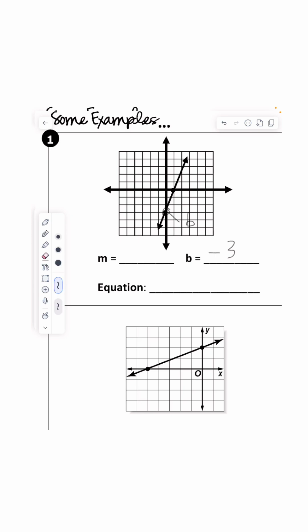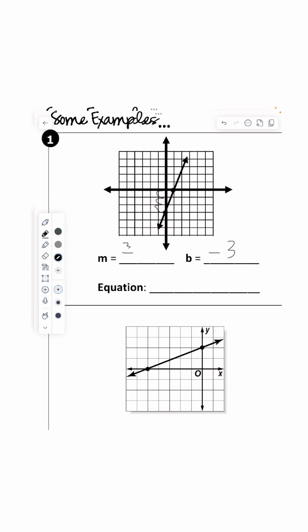I'm going to go ahead and erase that now, and I'm going to find out my slope. Here's how I'm going to find my slope. I'm going to start at one ordered pair. I'll start here, and I'll count up. 1, 2, 3. That's my rise.